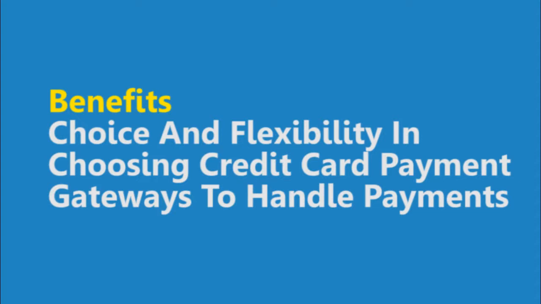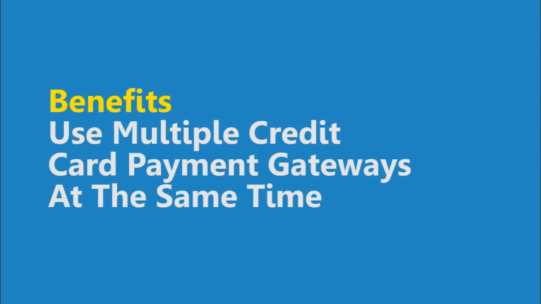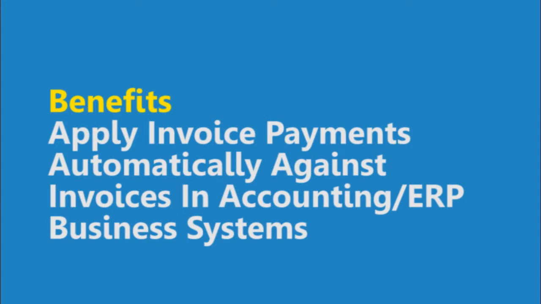This could reduce credit card transaction costs by being able to shop around. Suppliers can set up and use multiple payment gateways at the same time, selecting which customers can use certain gateways, giving flexibility to the customer while potentially reducing transaction costs. Suppliers can choose to automatically have their invoice payments applied to invoices with their own connected accounting and ERP business systems. This can reduce the amount of time spent by admin staff having to otherwise manually apply payments. This can save a supplier organization time and money.